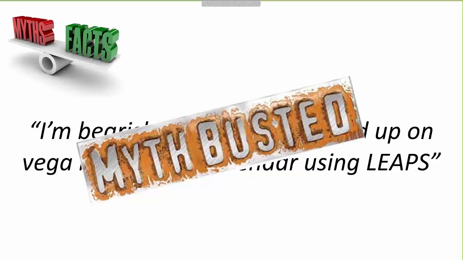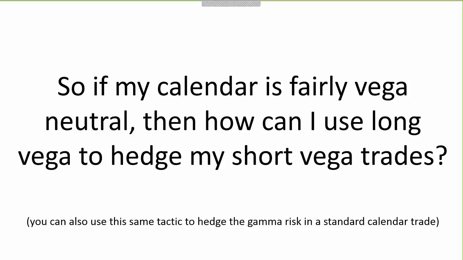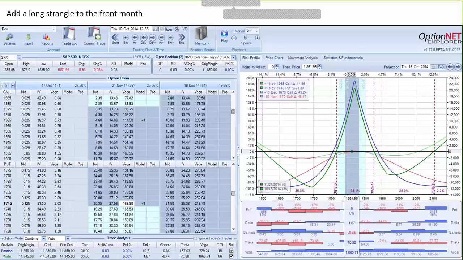So there are things you can do. Right? So if that's the situation, you're basically saying, how can I hedge my short Vega? Then the answer is add more longs. All right? And there's two ways that you can kind of do this and still maintain positive theta.